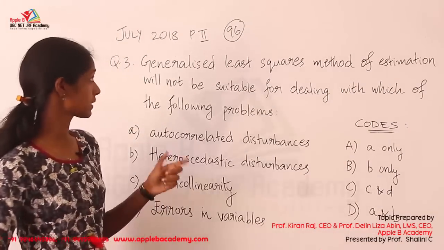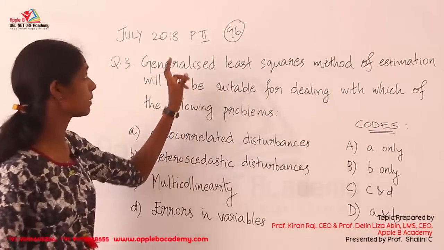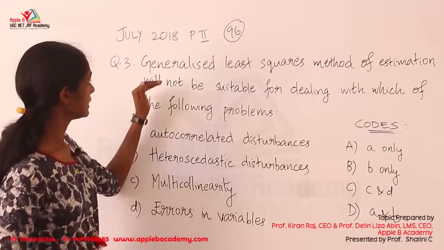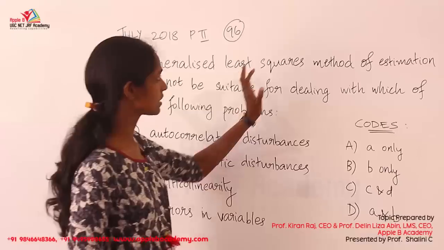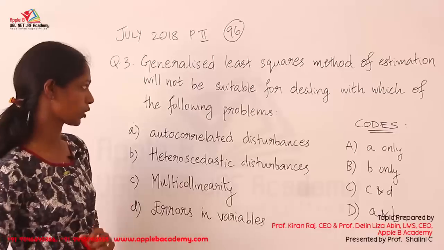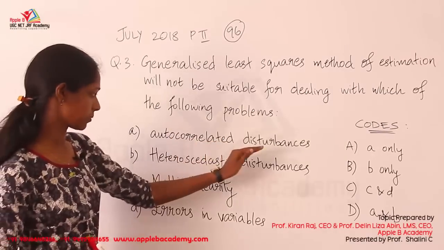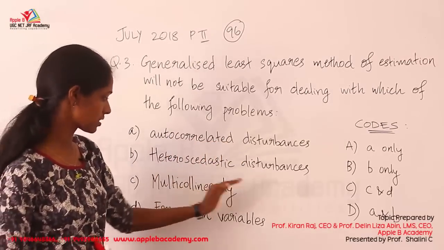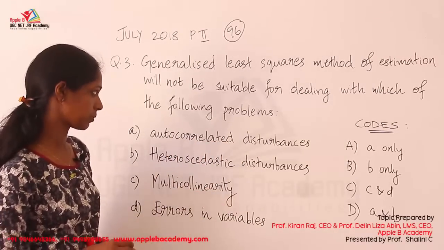So moving on to the next question, July 2018 paper 2, 96th question. Generalized least squares or GLS method of estimation will not be suitable for dealing with which of the following problems: autocorrelated disturbances, heteroscedastic disturbances, multicollinearity and errors in variables.